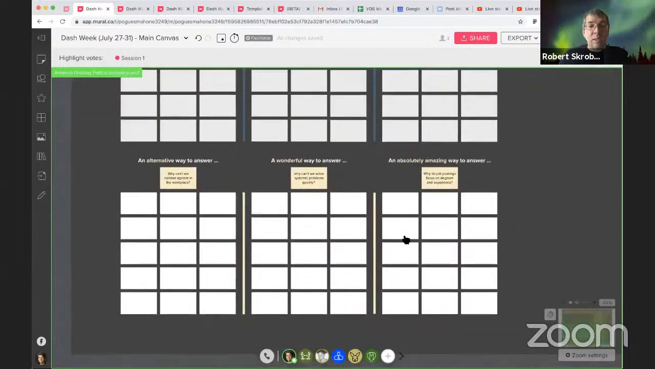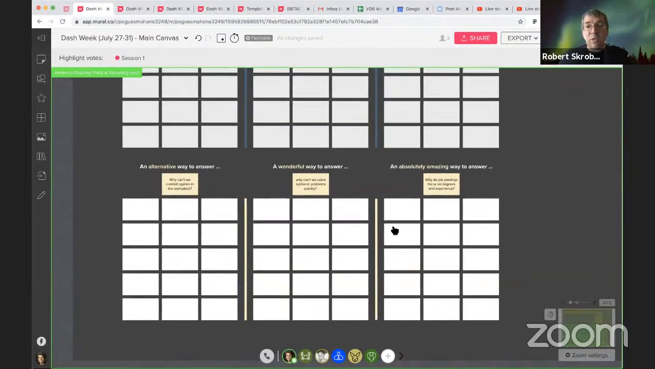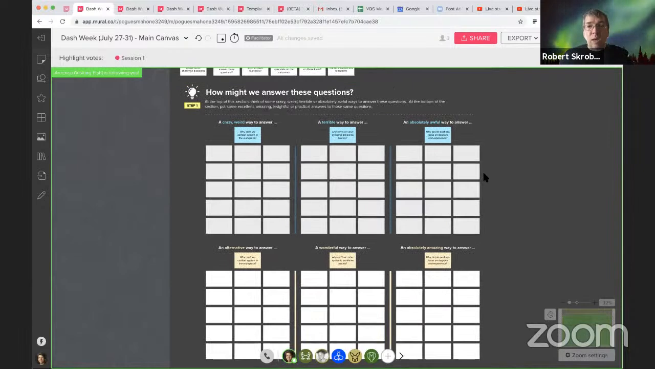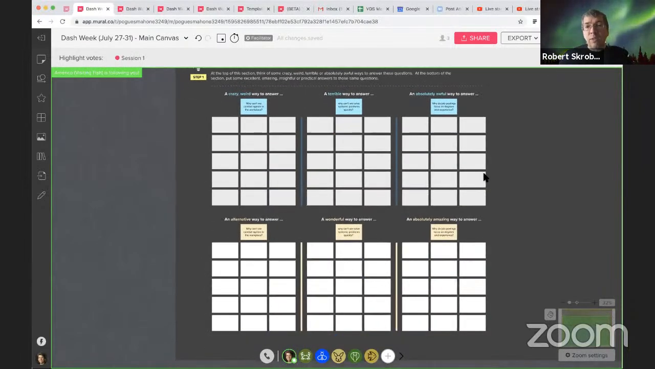But in contrast, at the bottom, you want to basically think of alternative, wonderful, absolutely amazing ways of answering these questions. The idea behind it is that you're going to look at the bookends, the extremely negative and the extremely positive, or somewhere in that focus, and figure out between those 2 contrasts what are some interesting ways of answering these things. So what kind of reactions do you have to this exercise?